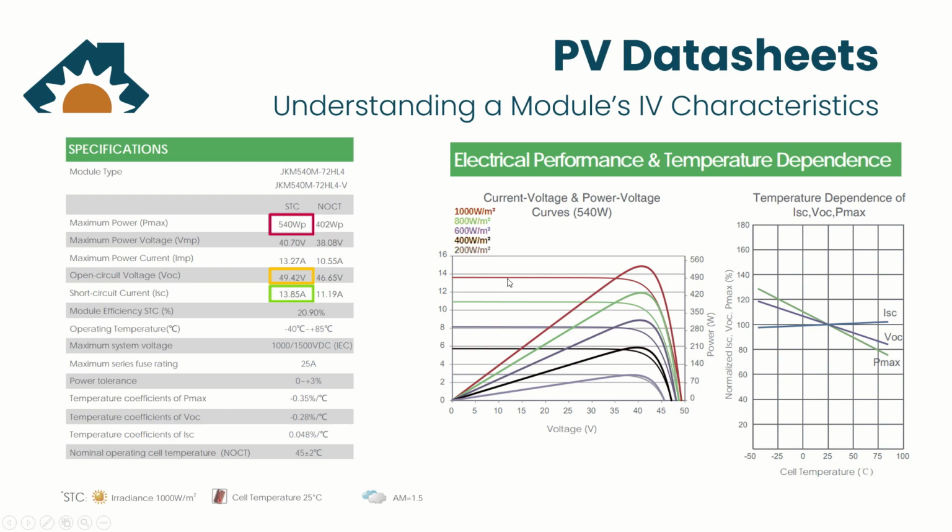Let's take a look again at this 1000 watts per meter squared curve. So you can see here, if we take a look at the table, we can find the short circuit current at 13.85, which aligns right here. We can see the open circuit voltage at 49.42, which hits right about here. That looks like it matches. And then we have our maximum power here at 540 watts.